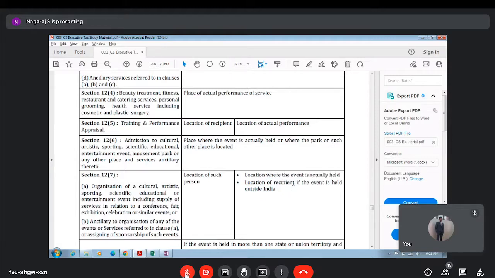Where the event is happening outside India, then the location of the recipient. Who is the recipient? Your parents. Where is your parents' location? Residence. They are in India. You get the question on this? The same kind of questions you will get.